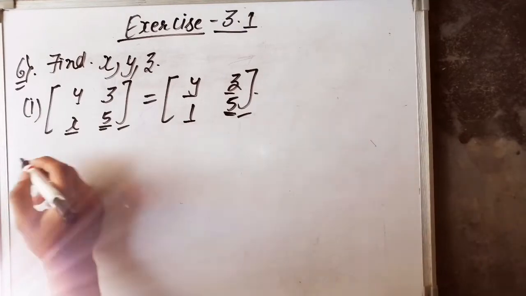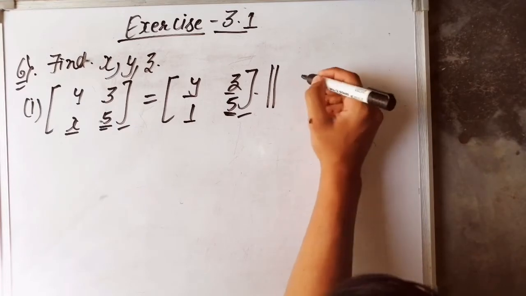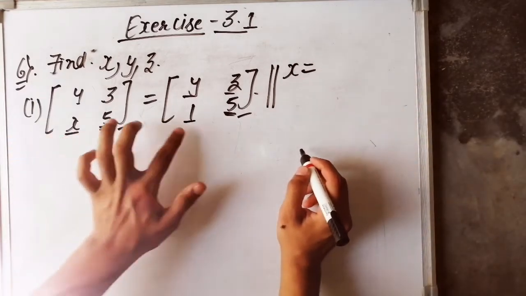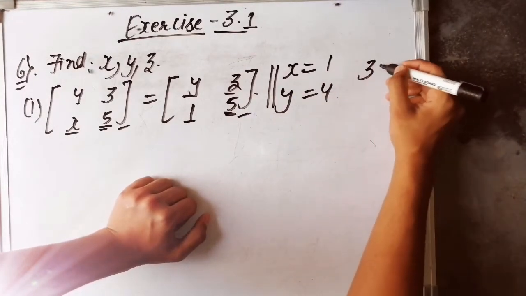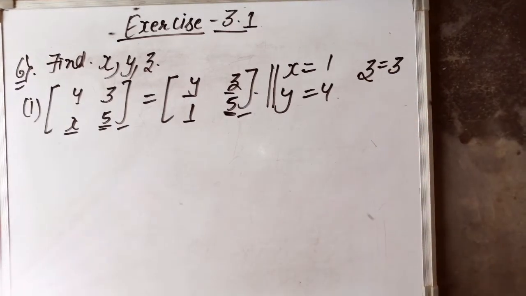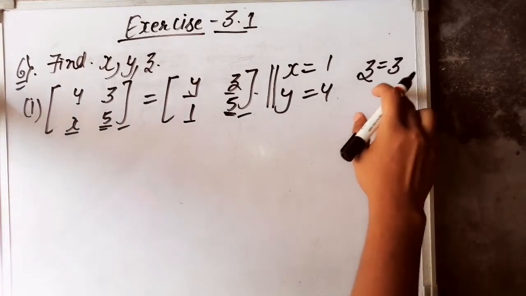So let's find out the value of x, y, z. I am writing here with a double line: x equals to 1, y equals to 4, and z equals to 3. Don't be confused between z and 3, because I am in the habit of making the z like this and 3 like this.